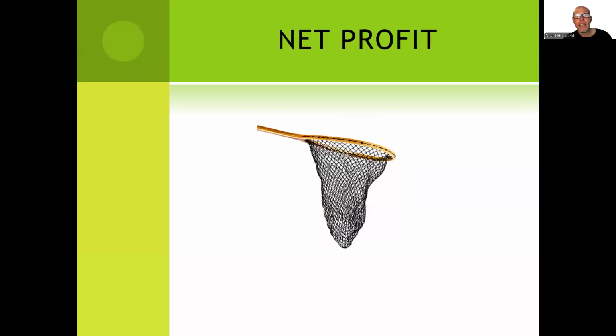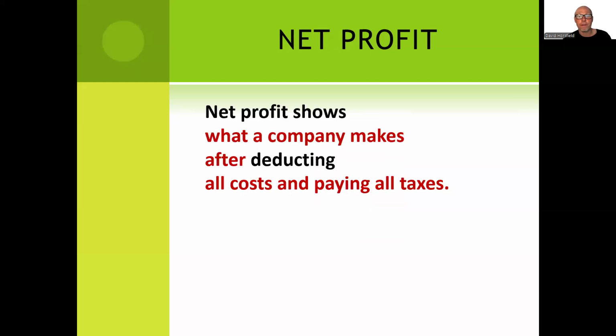profit. Now, I gave you an analogy of a net, meaning when we're controlling expenses, we need not to have holes in our net, meaning we need to be controlling and containing our expenses. This last one is called net profit. Net profit shows what a company makes after deducting all costs and paying for all taxes.